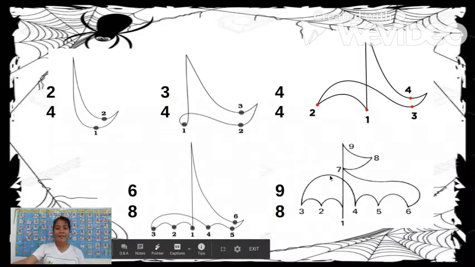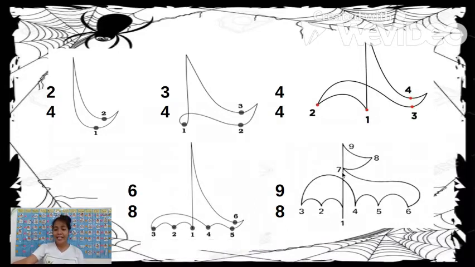Again, we have 9 beats. Okay, let's follow. 1, 2, 3, 4, 5, 6, 7, 8. Okay. All right. Again. 1, 2, 3, 4, 5, 6, 7, 8, 9. Do it again. 1, 2, 3, 4, 5, 6, 7, 8, 9.